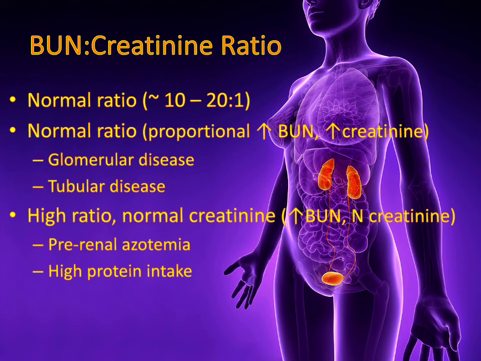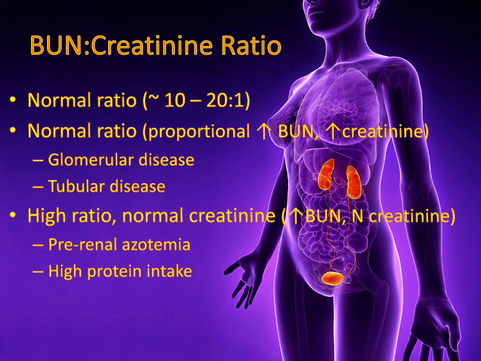The last topic to cover is the BUN creatinine ratio. The normal ratio is anywhere between 10 to 20 to 1. There are, however, conditions that can affect this ratio. For instance, both glomerular and tubular disease will cause increases in both the BUN and creatinine values, but they will be proportional increases. Because of this, the BUN creatinine ratio will remain normal.